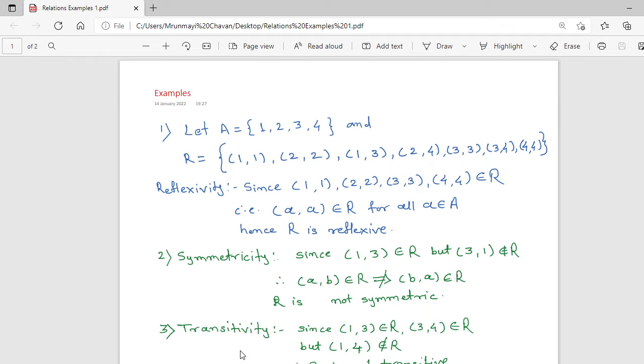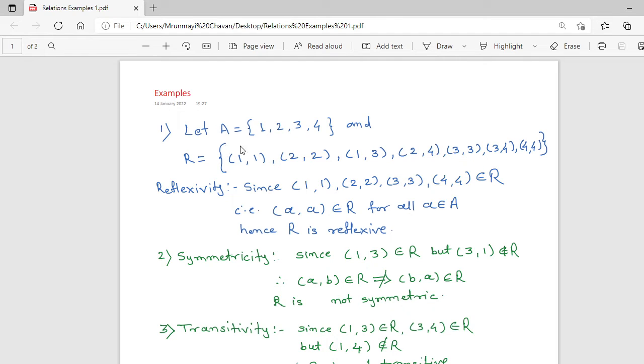In this lecture we see examples on the types of relations. So let us see the first example.